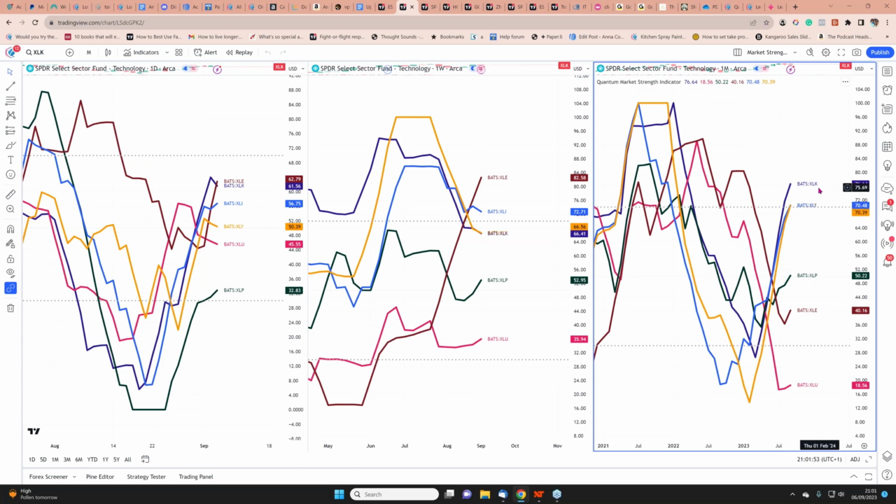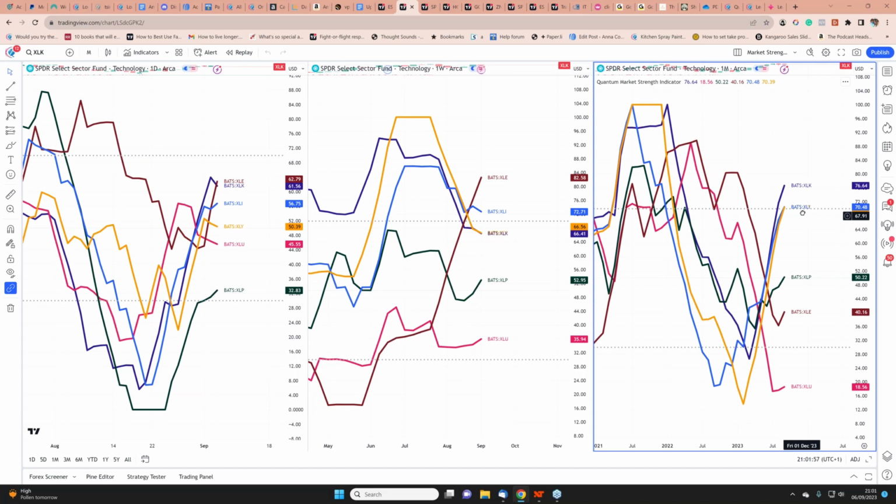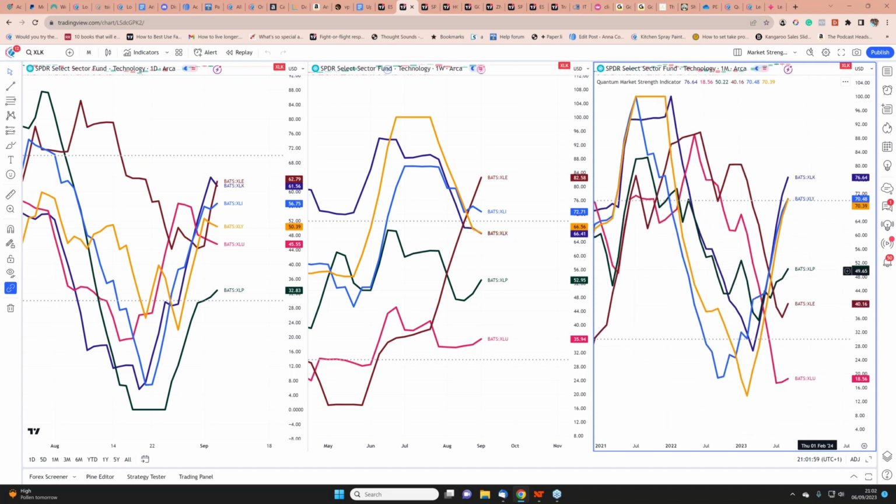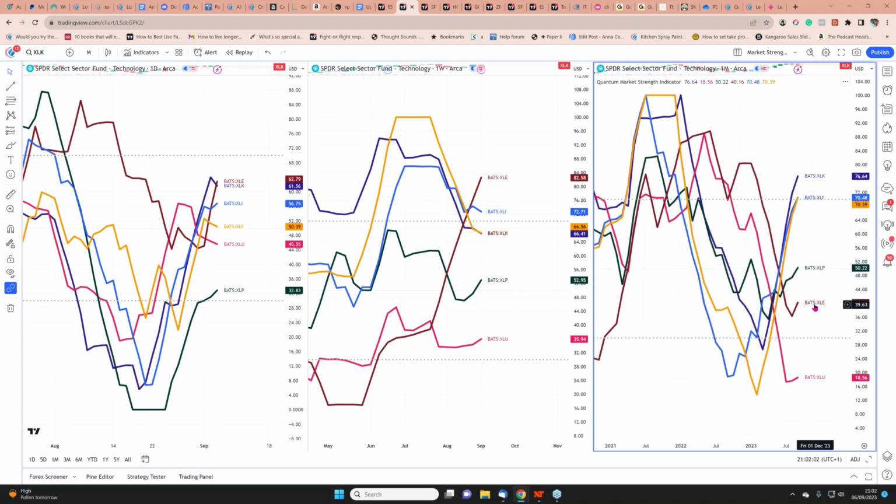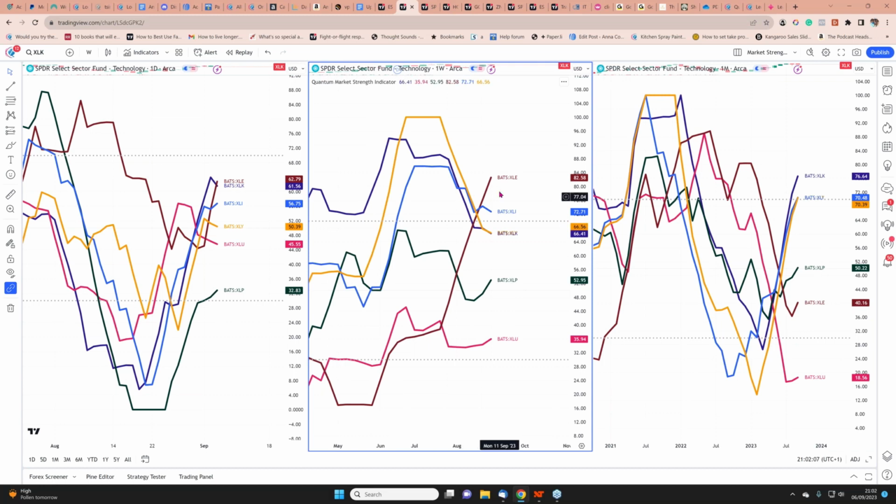So we're seeing that's the XLK. We've got the XLY there. We've got the XLP, and we've got the XLE, which is the energy sector. You can see that was selling off quite strongly, is now starting to rise. And over on the weekly, it's been rising very strongly.